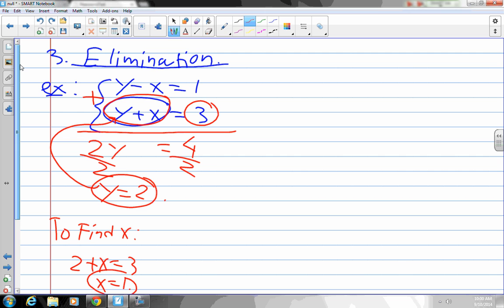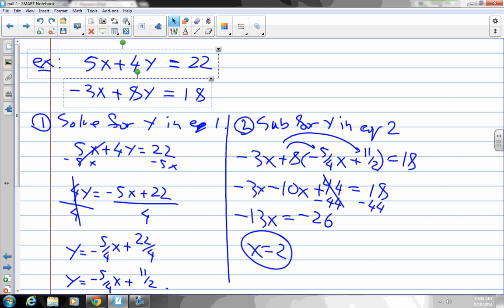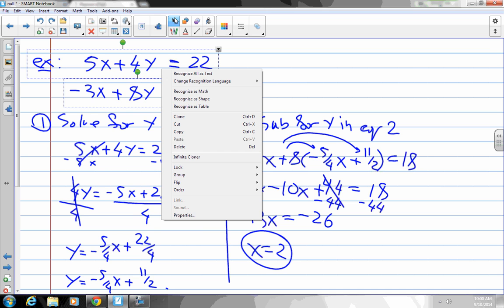So this is really how elimination works. It's one of the simpler cases where you have a variable that's already ready to be killed. Okay? I can do this system, the one that we kind of struggled with.